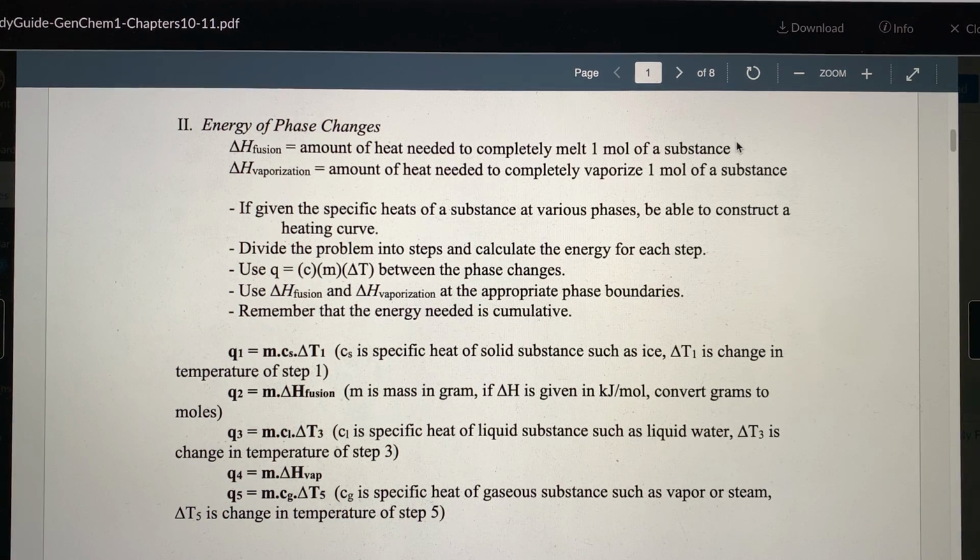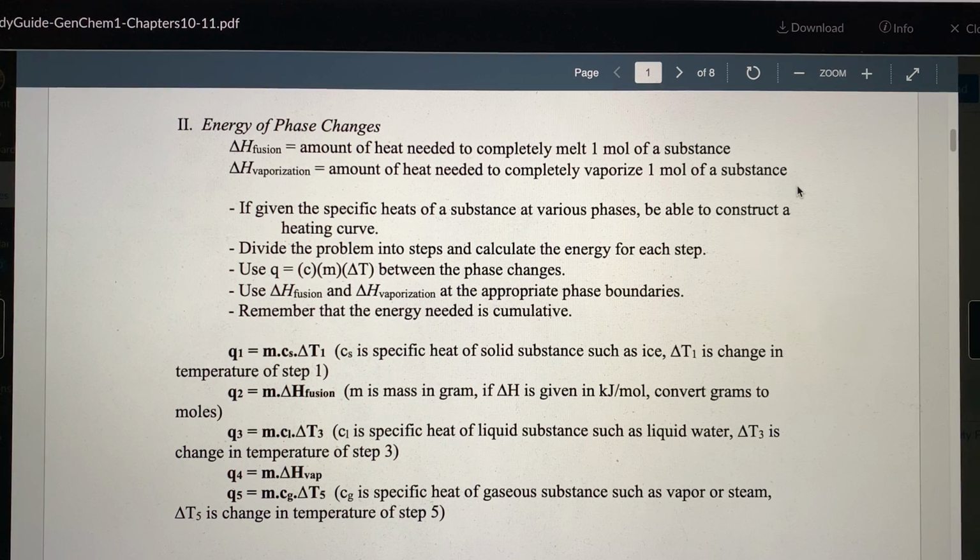We can convert gram to mole. We can leave it as gram. Depends on what the units of delta H are given. All right. Similarly, we have delta H of vaporization, which is the enthalpy of vaporization, the amount of heat needed to completely vaporize 1 mole of a substance, or 1 gram.